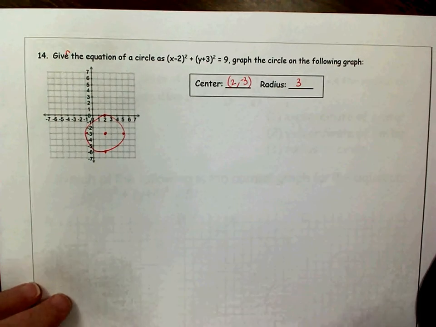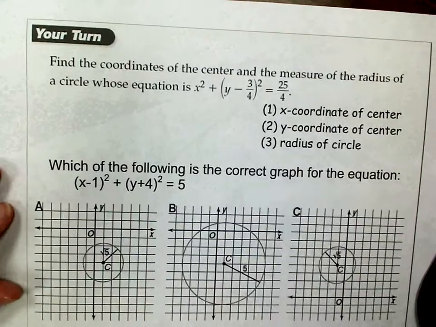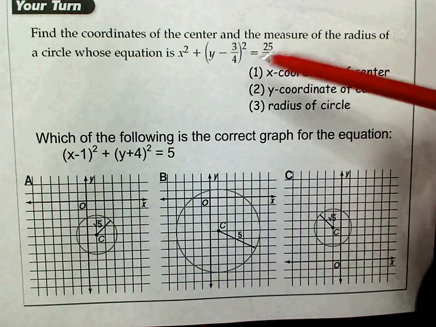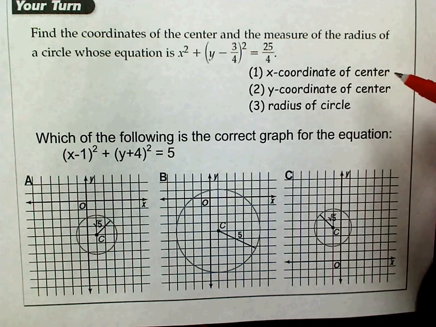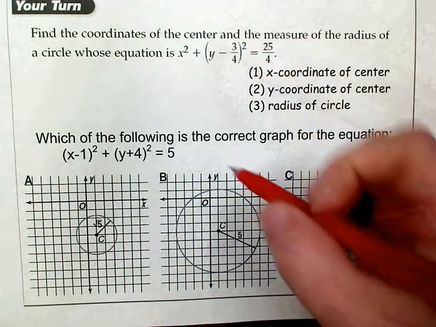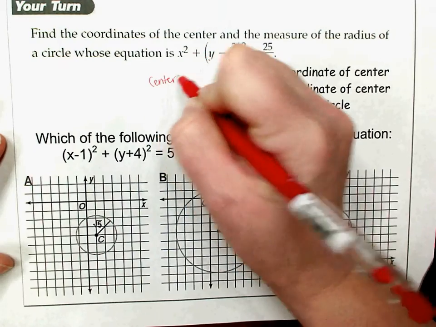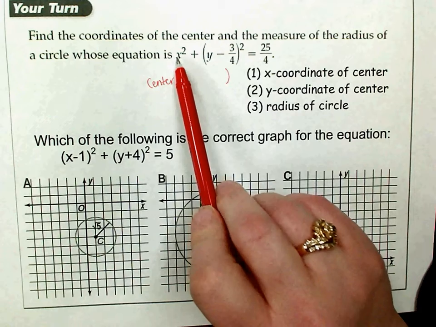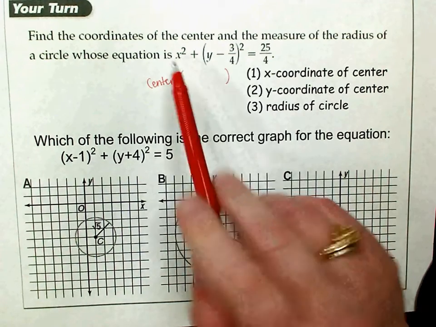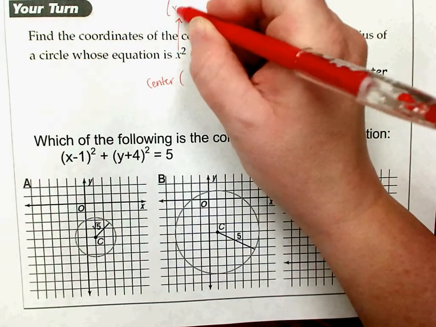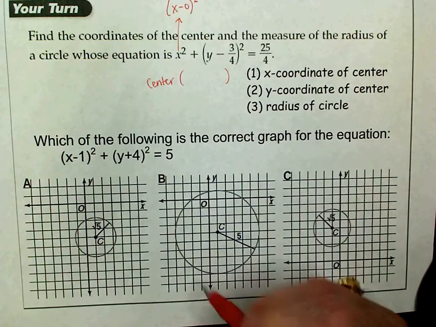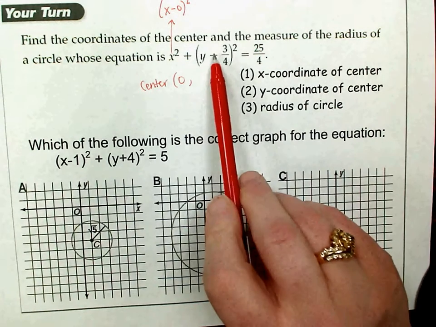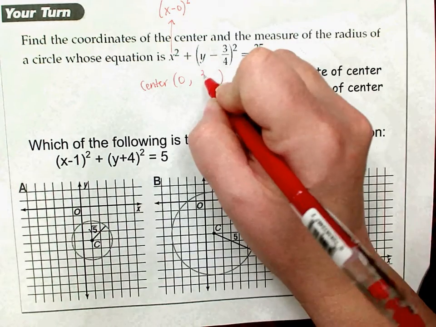Alright, so the next problem is not on your notes, but I just wanted to go over the fact that when you're given fractions, it really doesn't make the problem that much more difficult. Remember, the center point is always your h and k. And so if you don't have a parentheses for your x, remember that means that your h was 0. So x squared came from x minus 0 squared. So the x-coordinate of my center would be 0. The y-coordinate is just the opposite sign of this number, so it would be a positive 3/4.